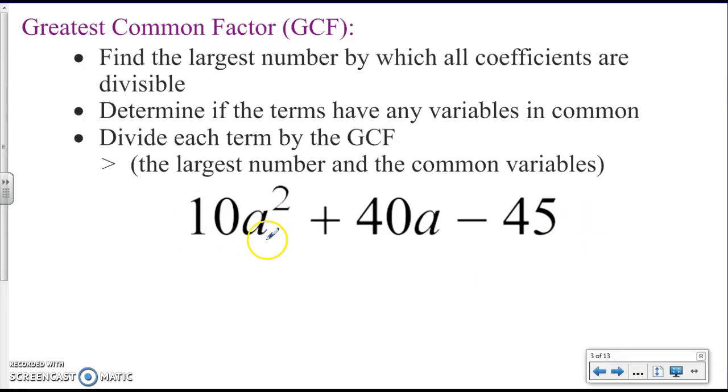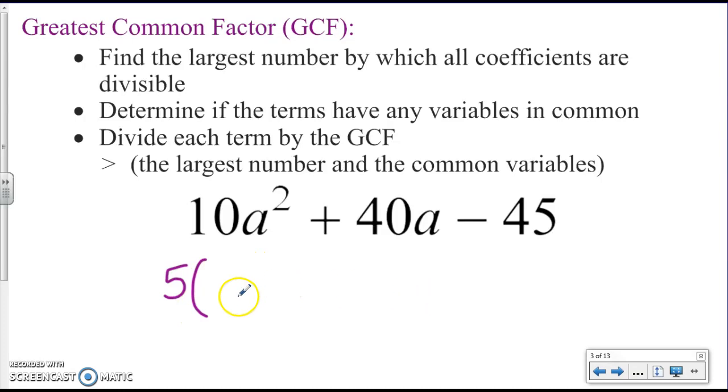So for this problem here, I have 10, 40, and negative 45 for my coefficients. I can divide each of those by 5. So I'm going to put my 5 out front. And then I look at my variables, a squared, a, and then I don't have a variable for that last one. So since I do not have a variable in this last term, I cannot take out an a in my GCF. So I'm going to leave my a's alone.